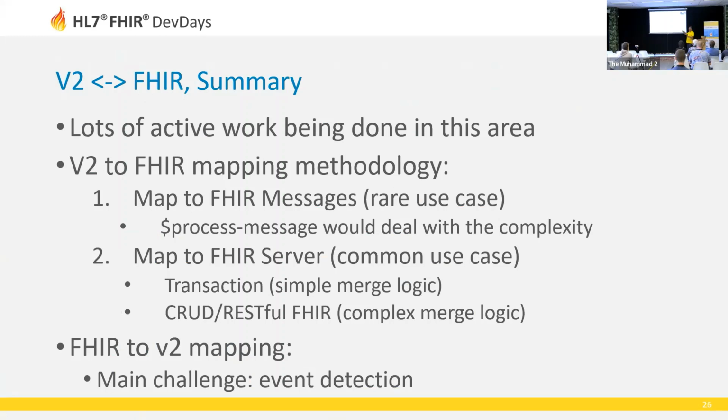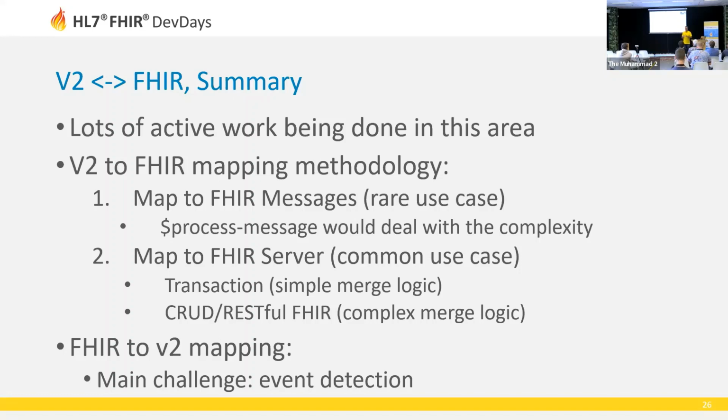So to summarize on version 2 to FHIR, there's lots of work being done in this area because everybody needs this. You're going to populate your data repository with a feed you already have, which is V2. So there are two ways of dealing with that. Yes, version 2 messages to FHIR messages. Cool, that mapping is relatively straightforward.